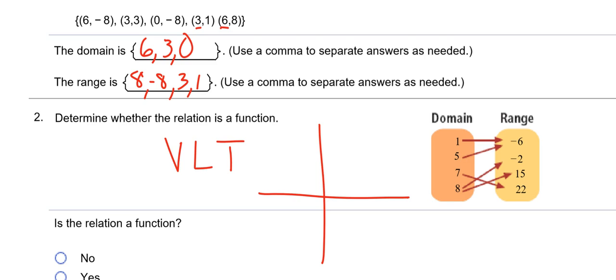You got 1, -6. There's a point. 1, -6. You got 5, -6. Are those 2 points on the same vertical line? No, they're not. Then there's 7, 22. Something like way up there.